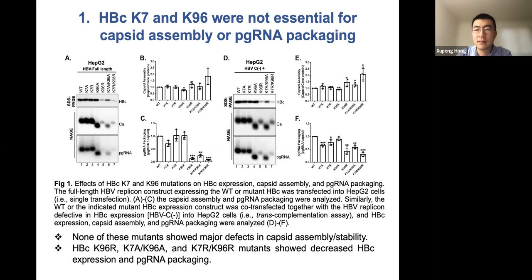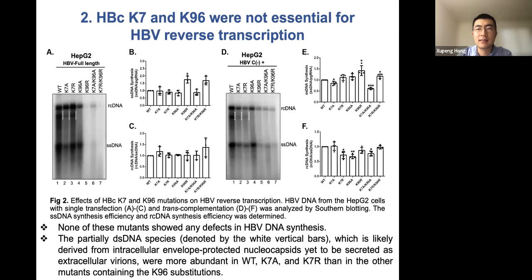After transfection into human hepatoma cells, we found all these mutants could support HBC expression, capsid assembly, and pgRNA packaging, suggesting HBC K7 and K96 were not essential for capsid assembly or pgRNA packaging. Next, we looked at the effects on reverse transcription. We found none of these mutants showed defects on DNA synthesis, suggesting K7 and K96 were not essential for HBV reverse transcription.